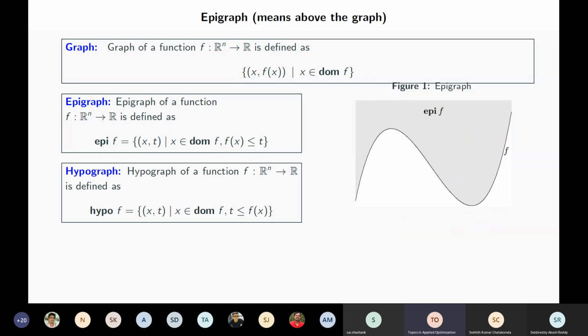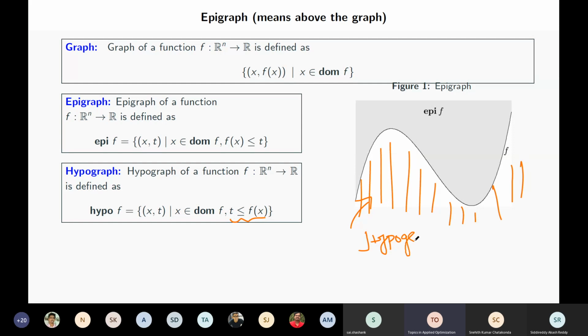So that's the epigraph. And hypograph, similarly, we can define as the points below the function. So the hypograph will be these points below f(x). Okay, so these are the hypograph.